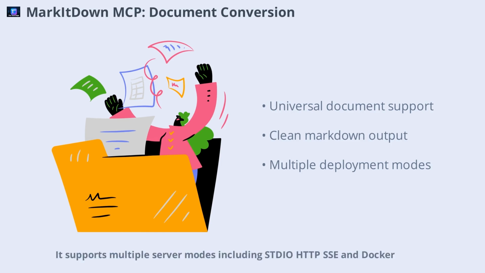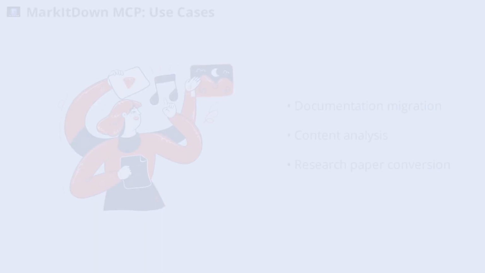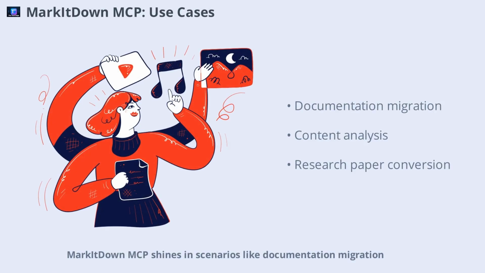It supports multiple server modes, including STDIO, HTTP, SSE, and Docker, making integration easy for any workflow. MarkItDown MCP shines in scenarios like documentation migration, content analysis, meeting notes processing, and research paper analysis. Need to convert a folder of Word docs for a new developer portal or extract and analyze data from quarterly report PDFs? This server makes it effortless.